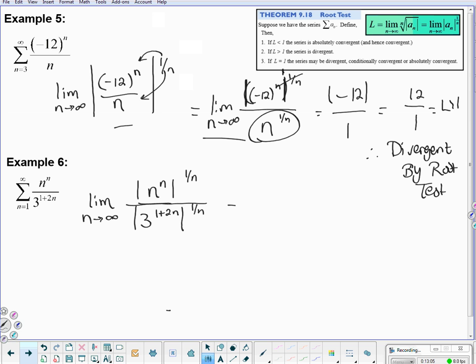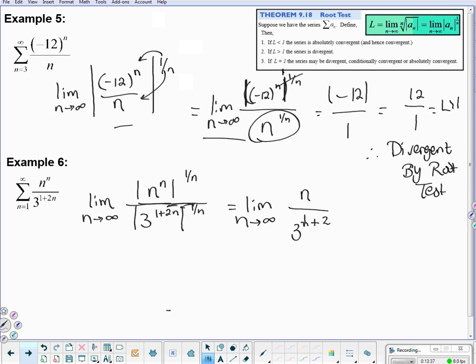Not that it's wrong, it's just I'm saving a little bit of paper, I guess. On top, that's going to turn out to be just n. I don't need absolute values because n is always positive. On the bottom, I'm going to get 3 to the 1 over n plus 2n times 1 over n will give me just a 2. Will that be positive? Indeed.